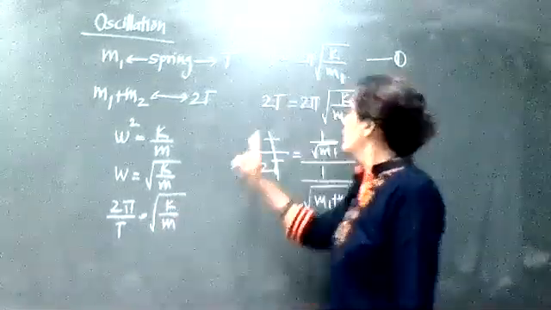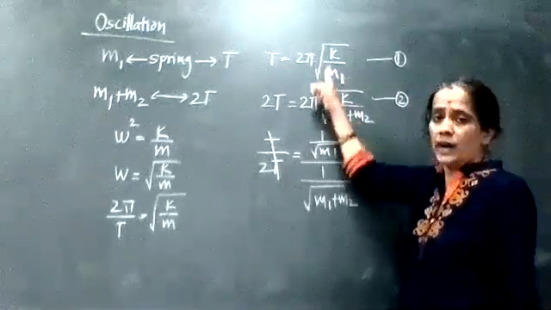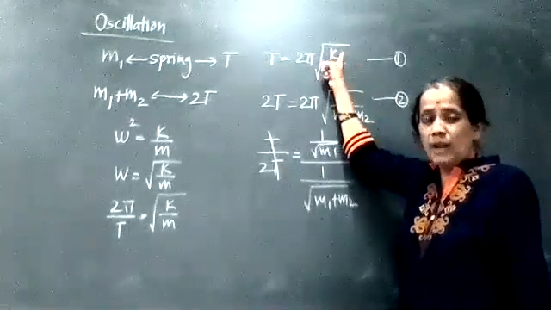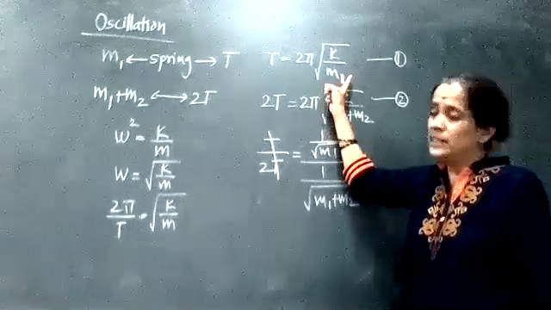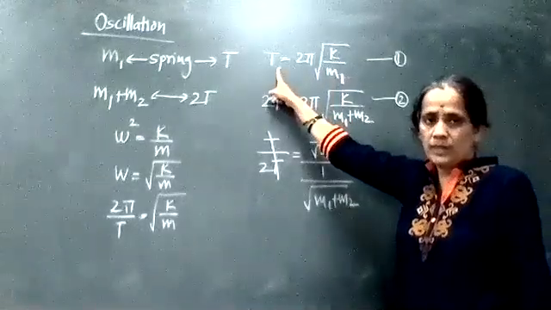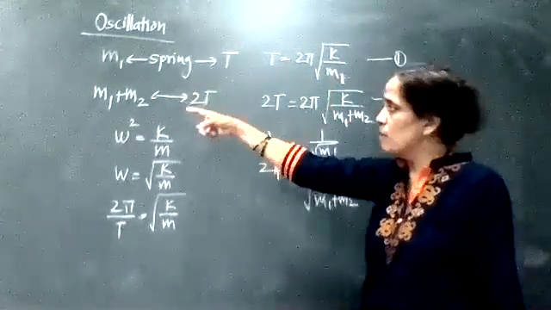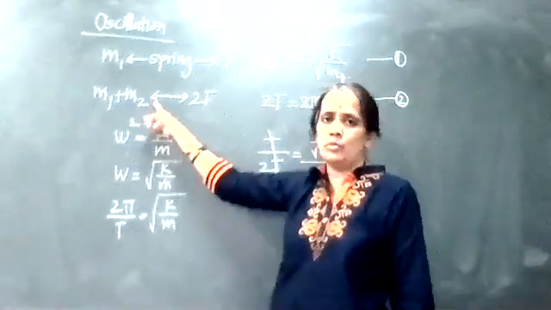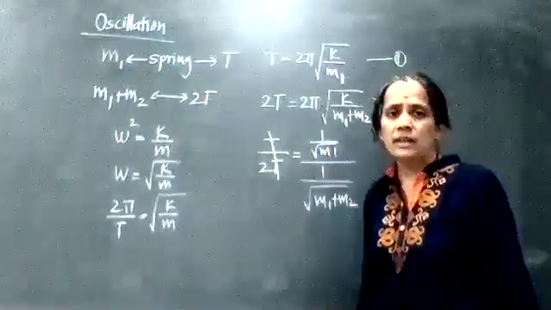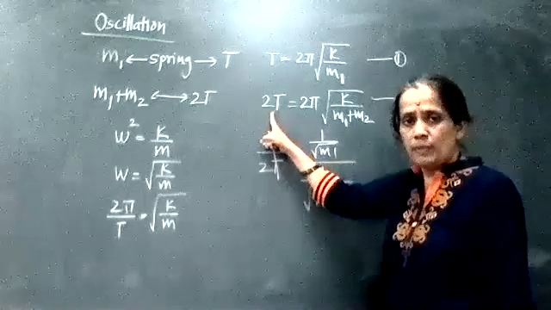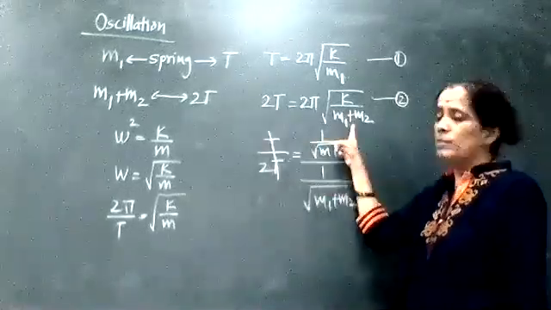Clear? So what do I write? T is equal to 2 pi under root of m upon k. My first mass is m1, and at that time the period is T. Second time, what does it become? The mass becomes m1 plus m2, and at that time the period is 2T.